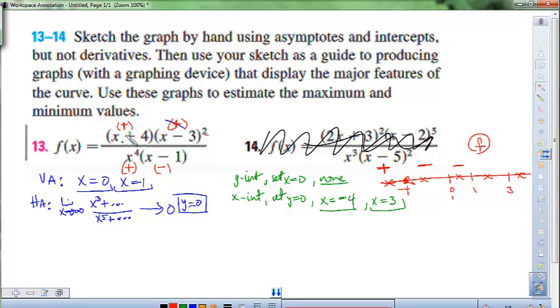Between 1 and 3 we have a positive, positive, positive, and a number bigger than 1 here would give a positive. So this will be positive. And if we put a number bigger than 3, everything will be positive. So now we have a general idea of this graph.